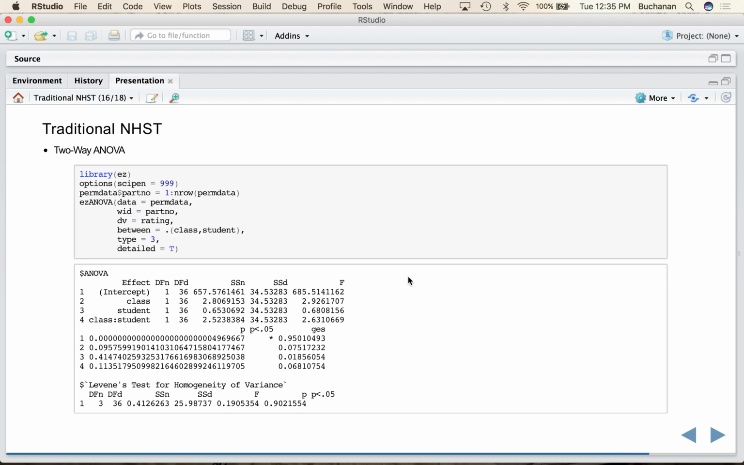Now, if I run a traditional two-way ANOVA, I love the ez library because it just gives me more control and I just am a fan. So I ran this as an ezANOVA. So we do data, it's my permutation data. Within subject's ID, everybody's got to have a participant number, even if it's between subjects. My dependent variable is what rating they give the class. My 2 between subjects variables are class and this type of student, that's male and female. I would like to see type 3 sum of squares, because that's what I'm used to. And detailed equals true just gives me more output.